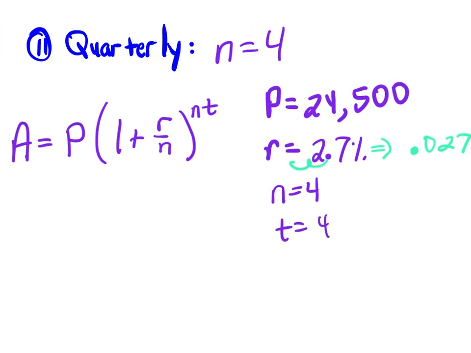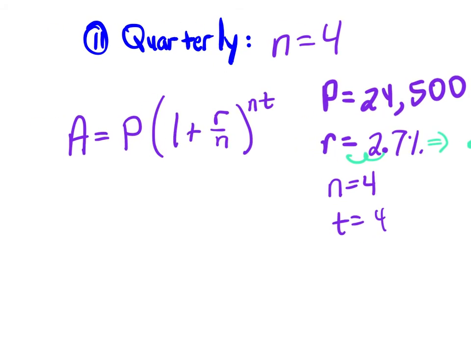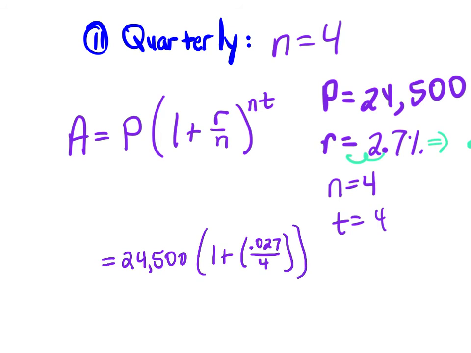I need to see that you understand the formula to use, what numbers you're going to plug in, and then I need to see you actually putting them in the right spot. So I have 24,500 times 1 plus. In your calculators, you need to have a double set of parentheses. So this would be 0.027 divided by 4. Close your parenthesis, and then raise it to the n times t. If you want to go ahead and multiply 4 times 4 and put 16, you're more than welcome to. If you don't, in your calculator, when you hit the end parenthesis and then there's a little caret button, you have to put 4 times 4 in parentheses. Make sure you guys do that.